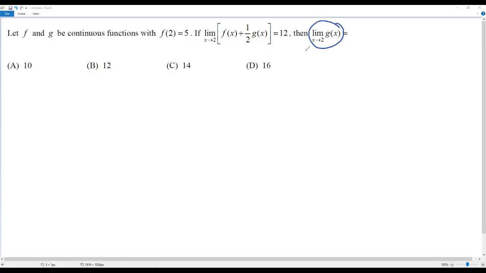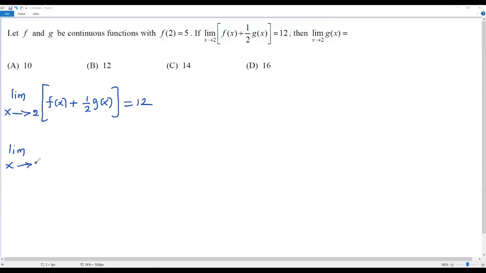Okay, we have to evaluate this limit. For that, we have to use the given information. Now let me take this limit as it is. It is the limit as x approaches 2 of, let me write over here, f(x) + 1/2 times g(x) equals 12. On the left side, I'm going to distribute this limit to this term and this term. Then I'm getting the limit as x approaches 2 of f(x) plus the limit as x approaches 2 of 1/2 times g(x) equals 12.